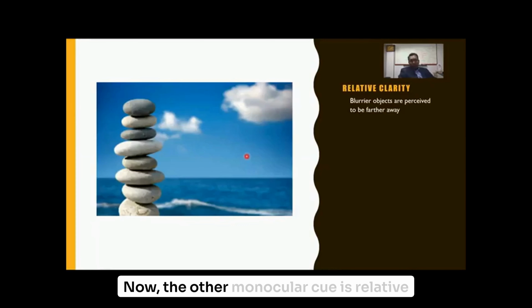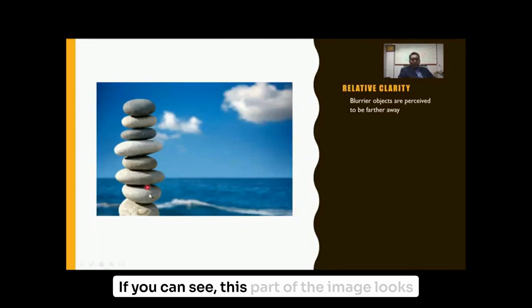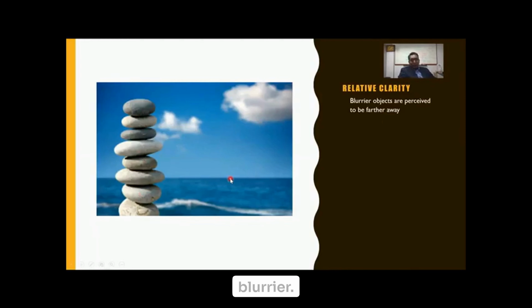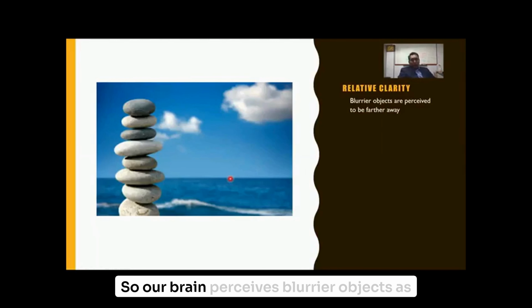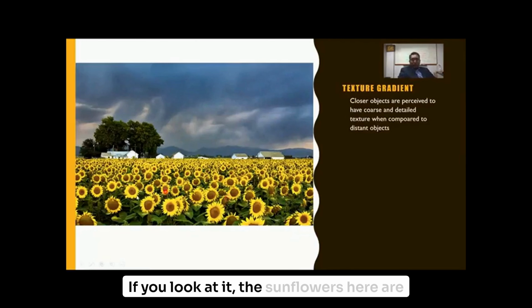The other monocular cue is relative clarity. You can see this part of the image looks clear, whereas this part of the image looks blurrier. So our brain perceives blurrier objects as farther apart when compared to the objects that are clearer. That's one way of determining the depth. The next monocular cue is texture gradient. If you look at it, the sunflowers here are much clearer and they have a very coarse texture.